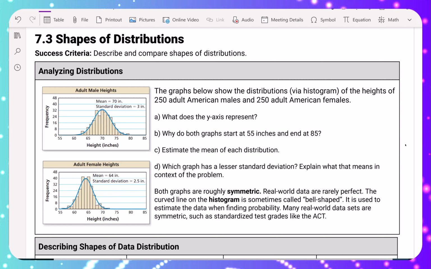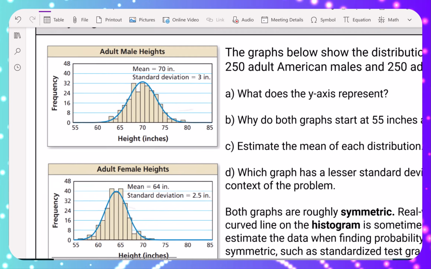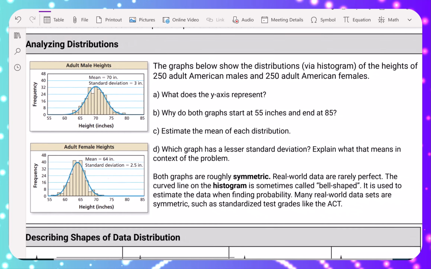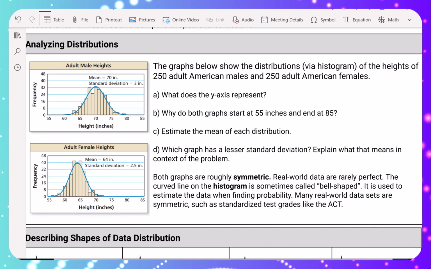So this video is lesson 7.3, shapes of distributions, and we're going to start out with a little bit of a review. Now, if you notice, these graphs right here are histograms. They are not dot plots. So just take a second, pause the video, and answer questions A through D, and unpause when you're done, and let's see how you did.